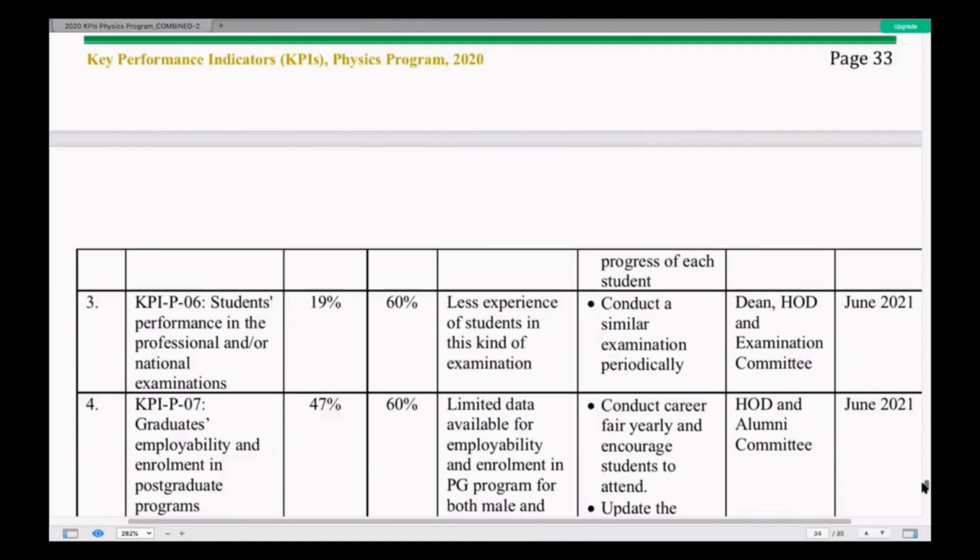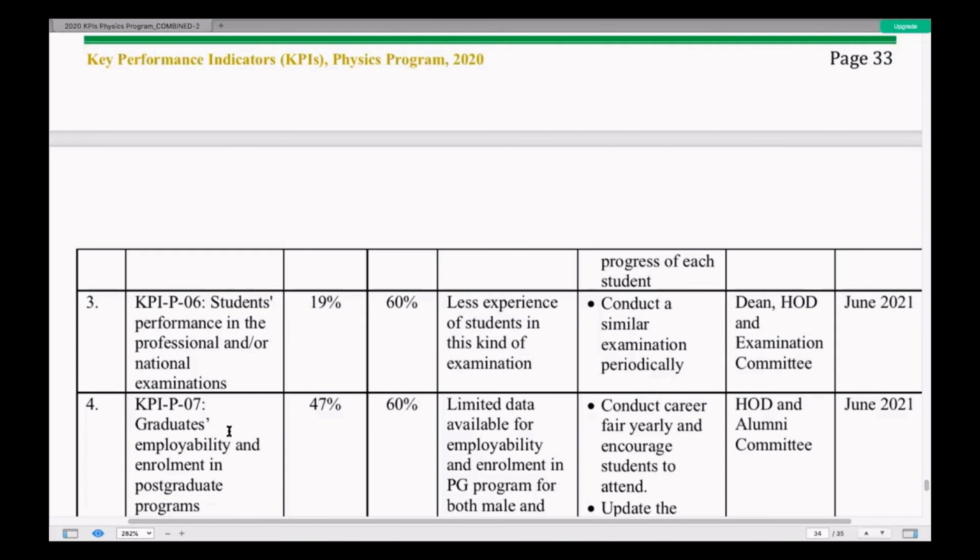And for KPI number 6, about student performance in the national examination, it's only about 19%. Why is it low here? We can say it is because of the students' lack of experience in this kind of examination, because the data here is just for the first time our graduates took it. So we suggest to conduct a similar examination periodically. Of course, the HOD and the examining committee will be responsible for this.